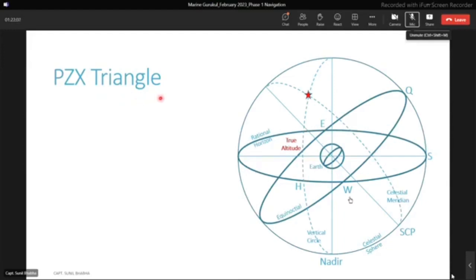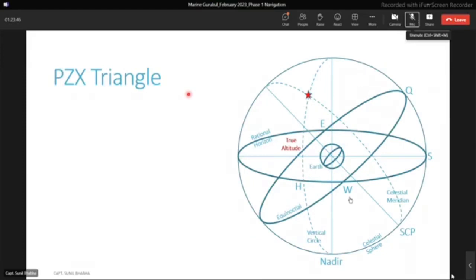The PZX triangle concept is what we use in celestial navigation to solve most of the problems. In fact, I would say the entire celestial navigation is based on the PZX triangle only. As I told you in the beginning, the concept of the celestial sphere was assumed so that we are able to use spherical trigonometry to fix the position of the observer, or the position of the ship, using the spherical trigonometry formulas. These formulas are applied to the PZX triangle only. So let's go ahead and try to understand this.